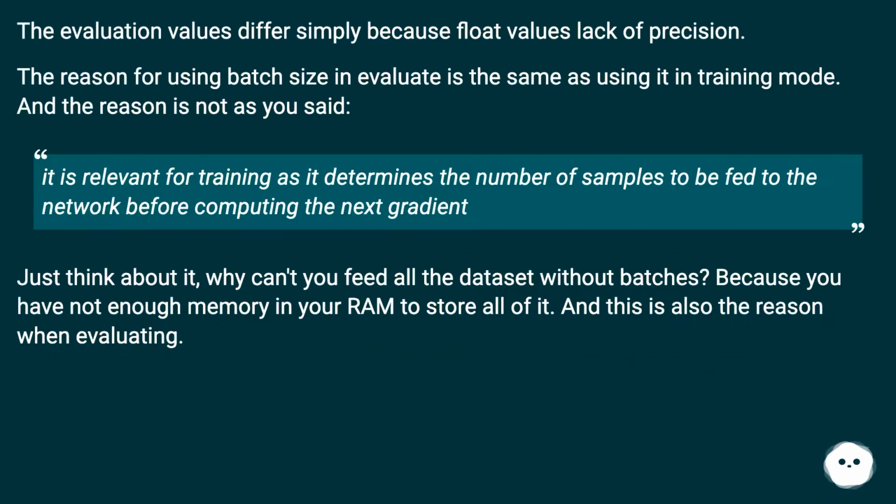The evaluation values differ simply because float values lack precision. The reason for using batch size in evaluate is the same as using it in training mode. And the reason is not as you said.